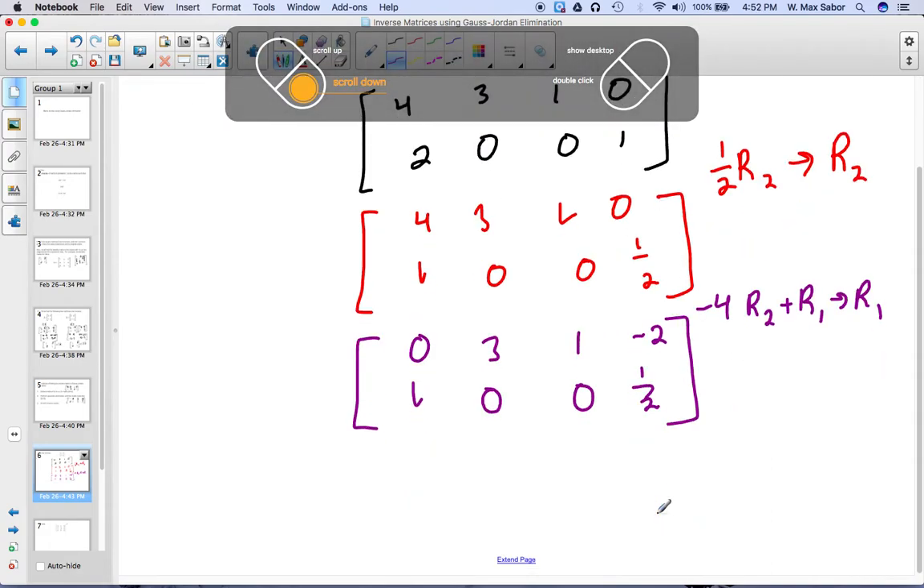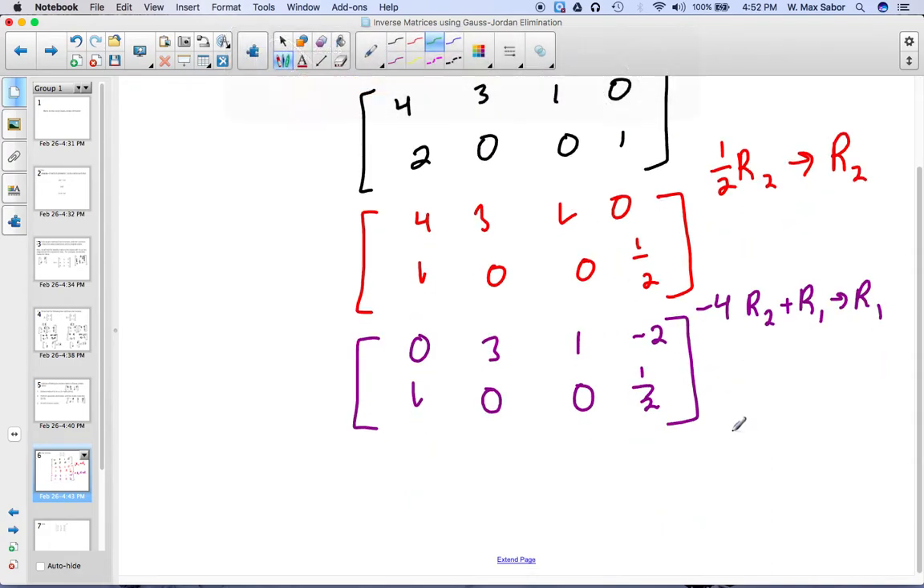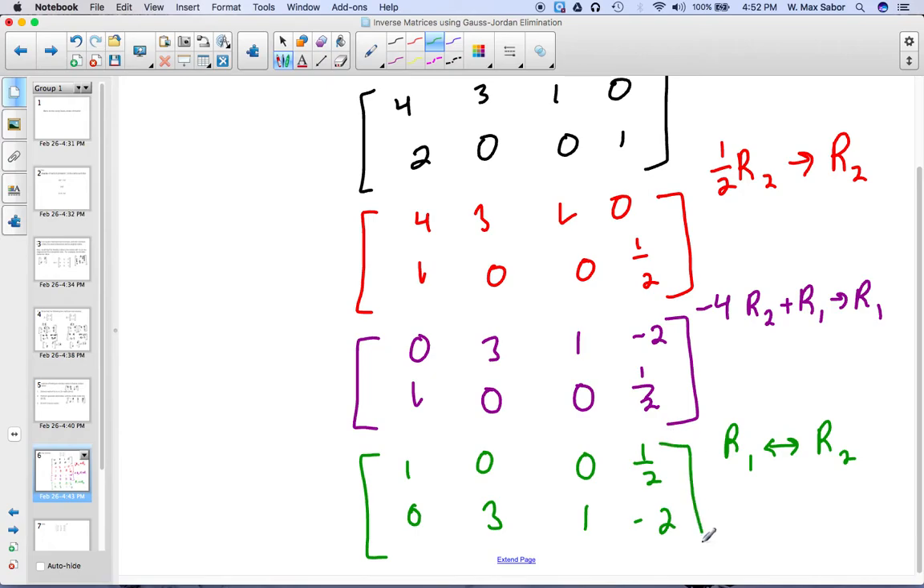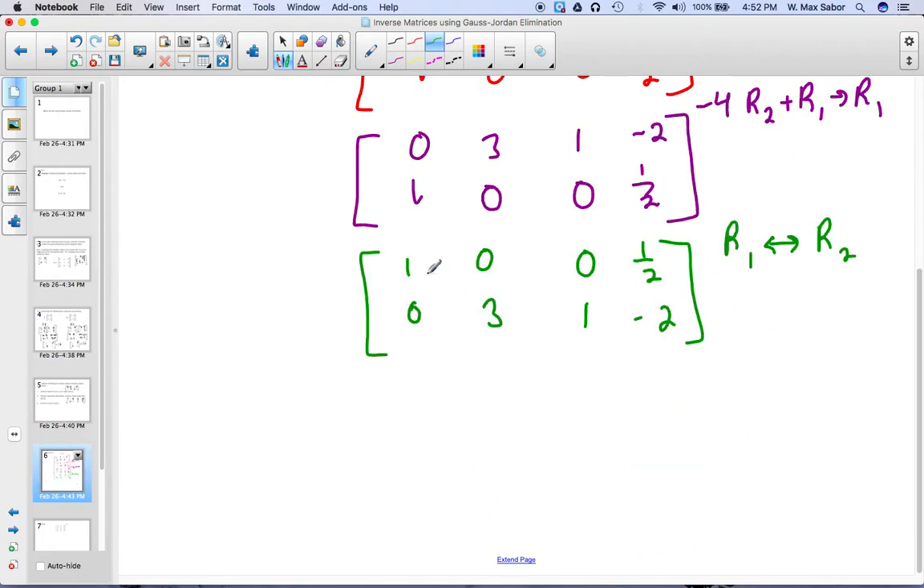Now I can switch these two rows, switch row 1 and row 2, and what we'll be left with is 1, 1, 0, 0, 1/2, 0, 3, 1, -2. We're almost in reduced row echelon form.